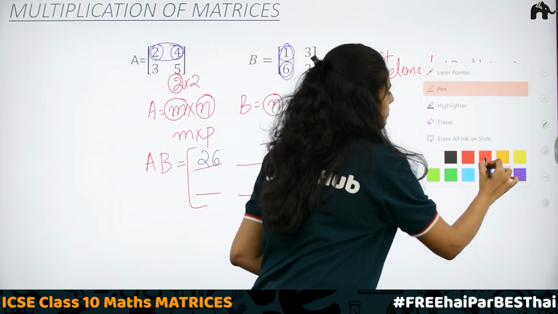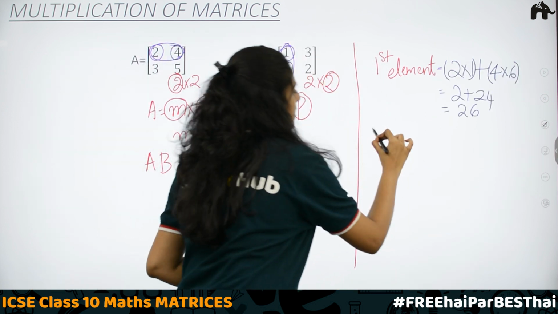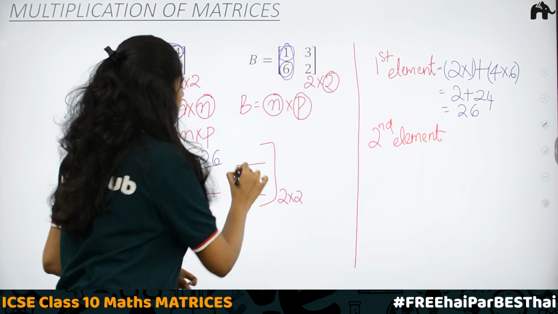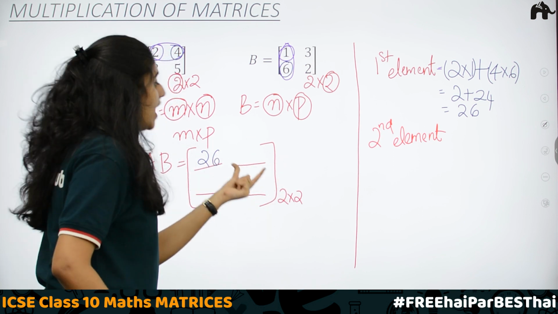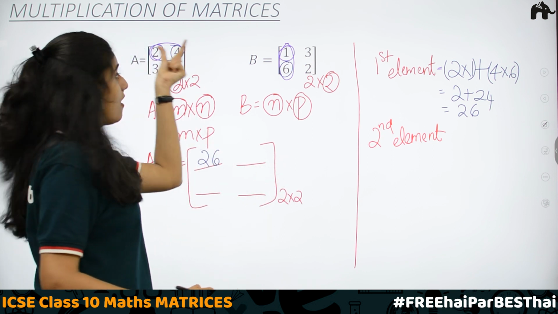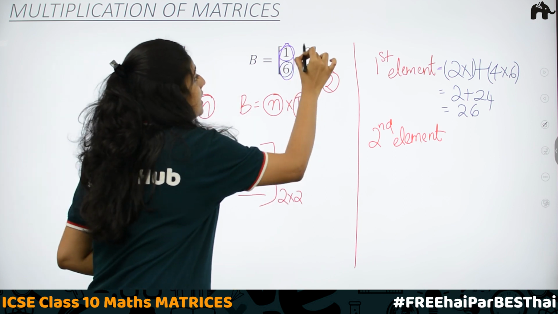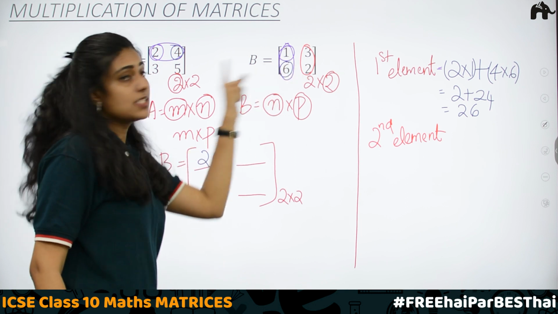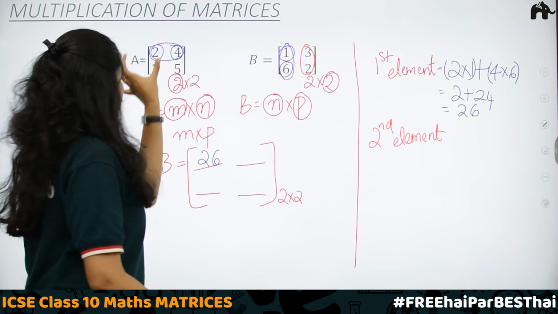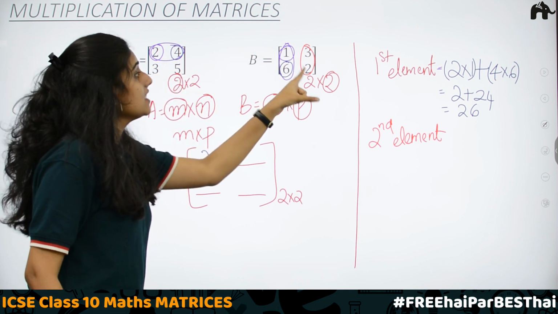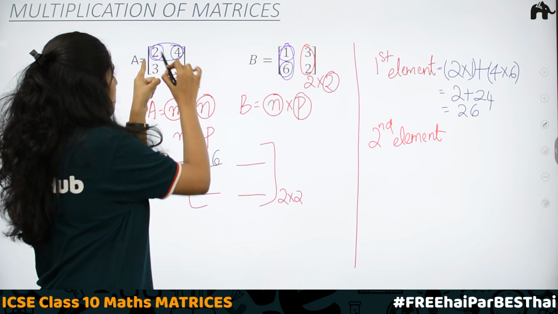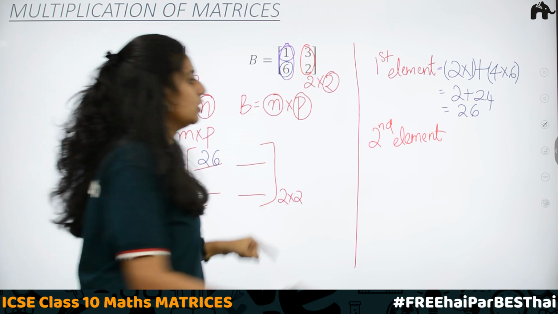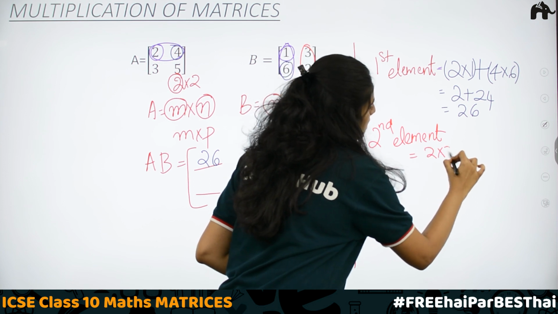Now, to get the second element, we have to consider the first row of the first matrix and the second column of the second matrix. Again, a similar multiplication we are going to perform. Multiply the first elements. Here 2 is the first element, and here 3 is the first element. 2 into 3.